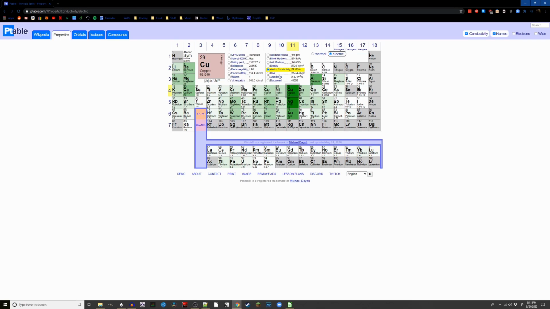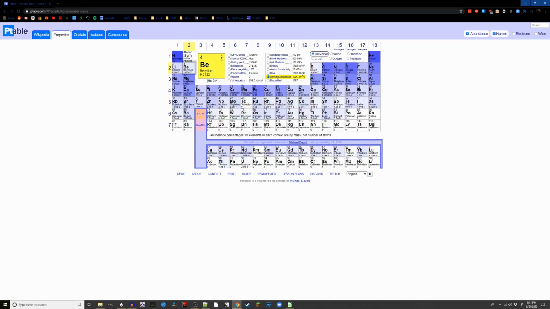Anyway, there's a whole lot of things you can look through here. My favorites are universal abundance. So this little checkbox here tells you what percent of the universe is made of these particular elements.